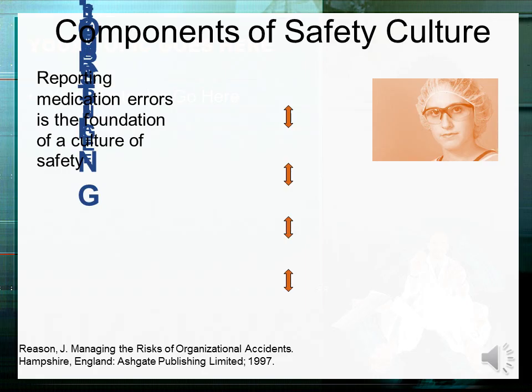The medical literature is full of papers describing the components of a safety culture and also identifying things that organizations can focus on to make sure that their organizational culture supports safe medication use. As you can see from the pyramid on this slide, the base of a safe medication culture is reporting. Without reporting medication errors, we are unable to learn from the errors that have occurred in order to prevent future errors from occurring.